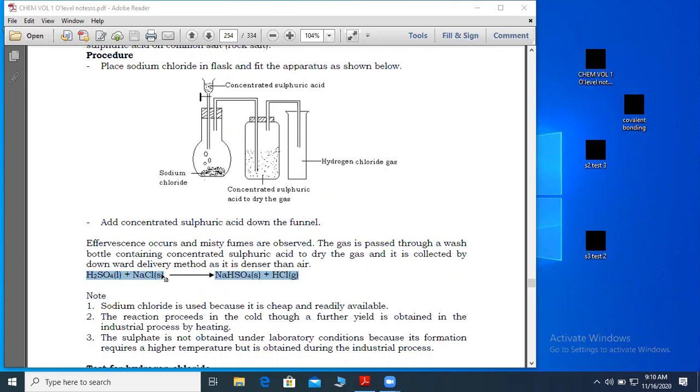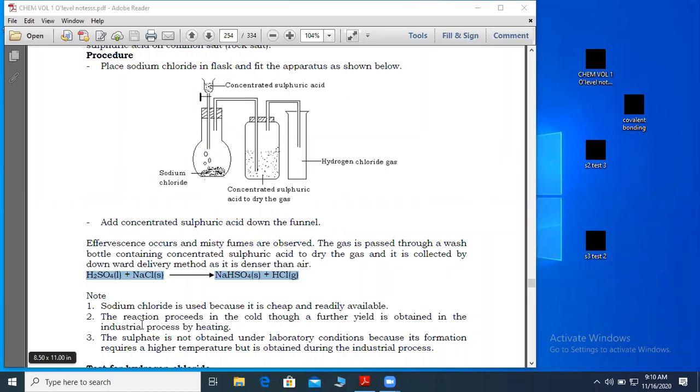So that was it for part A. It required you to mention the conditions. The conditions we have said: sulfuric acid should be concentrated. Then we shall also apply some heat. It also required you to mention the drying agent. The drying agent is there, and its method of collection. Method of collection is downward delivery, and that is it.